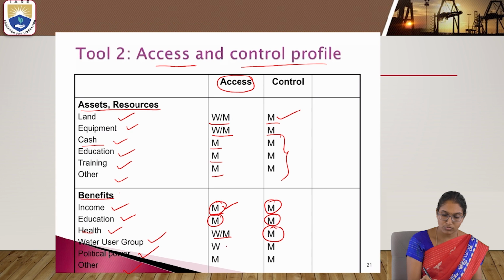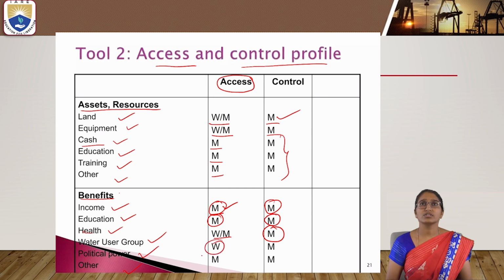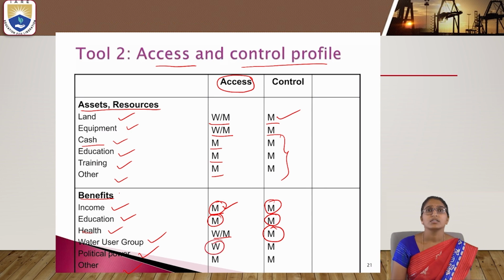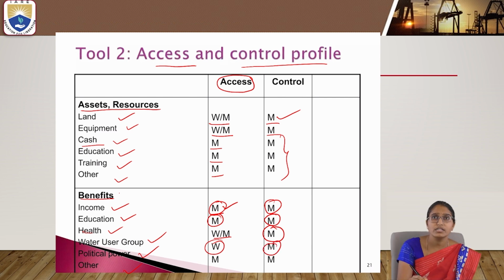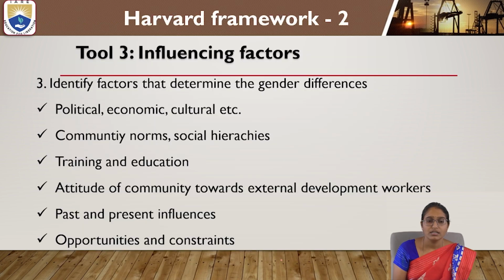Water user group: the one who goes for getting that water is women, but the control is with men. And political power: mainly in politics, women have the access as well as the control.